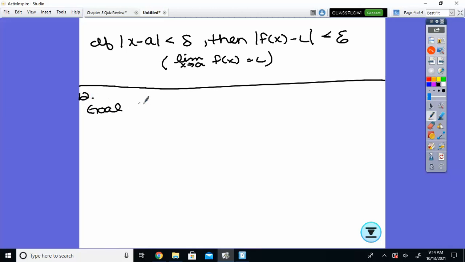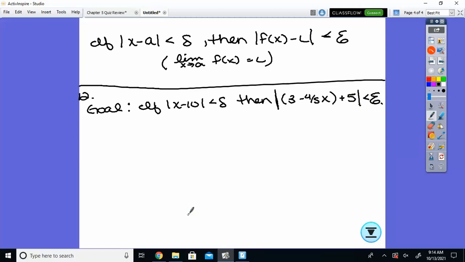So our goal on problem number 12, we want to show the limit as x approaches 10. So if the absolute value of x minus 10 is less than delta, then the absolute value of f of x, my function, was 3 minus 4/5 x, minus my limit, which is -5, minus -5 would be +5, is less than epsilon. So that's what we have to do. We have to prove that. First step is our scratch work to find delta. So we start with this part.